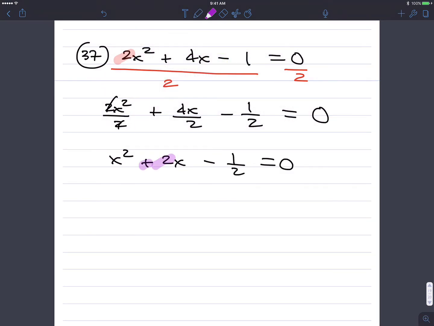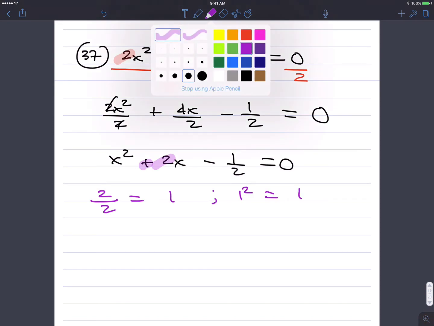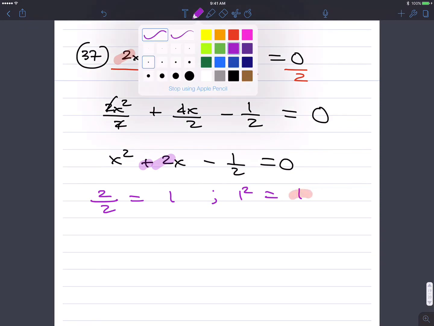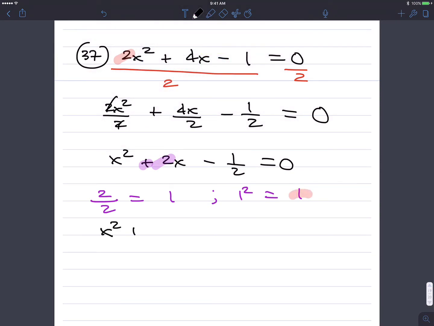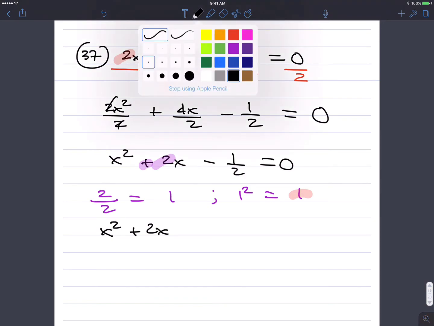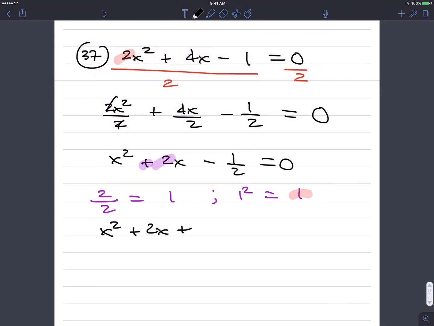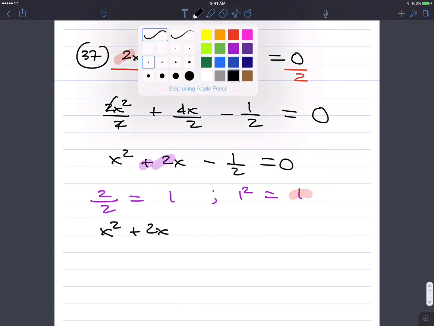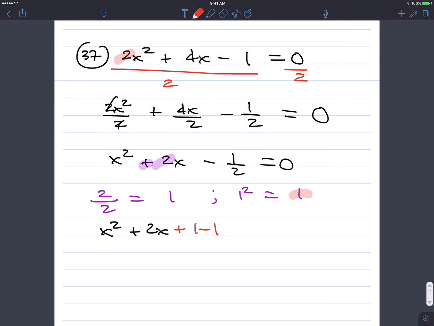My b value is positive 2, sorry. So we're going to take that positive 2 and divide by 2, which is 1. I'm going to square that 1 and get another 1. We use this 1 immediately. x squared plus 2x, you're going to add that 1, and you're going to subtract that 1. And don't forget you have a minus 1/2 here, and that equals 0.